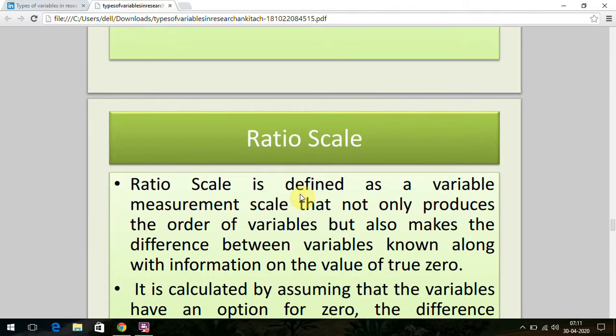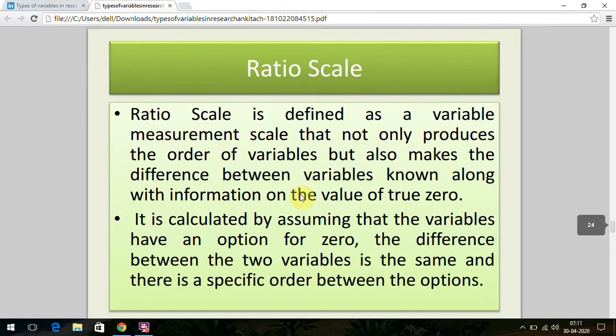The common example for interval and ratio scale: we can take temperature. Temperature is an interval scale. In ratio scale, there will be a value of true zero. True zero means if we say weight is zero, that means the absence of weight, there is no weight. Height 0 centimeter means that there is the absence of it, an exact zero.